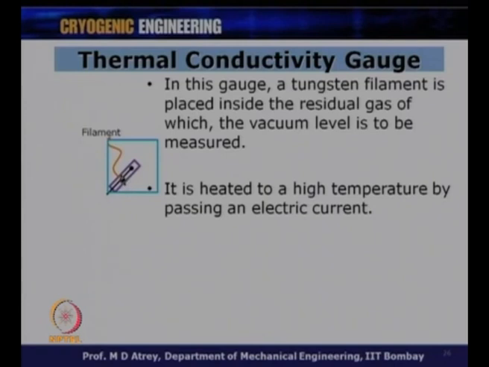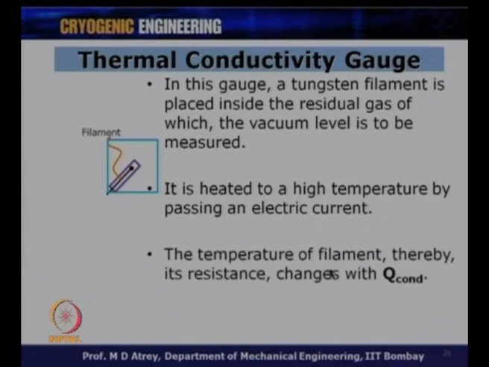So, if I could get the temperature over here, or some representation of this Q conduction, this temperature also will change the resistance of this filament. So, change in the resistance of this filament is representative of Q conduction, which is representative of the temperature at this point. It is heated to a high temperature by passing an electric current. The temperature of the filament, thereby its resistance, changes with Q conduction. So, whatever Q conduction happens over here will change the temperature and thereby the resistance of this particular filament.